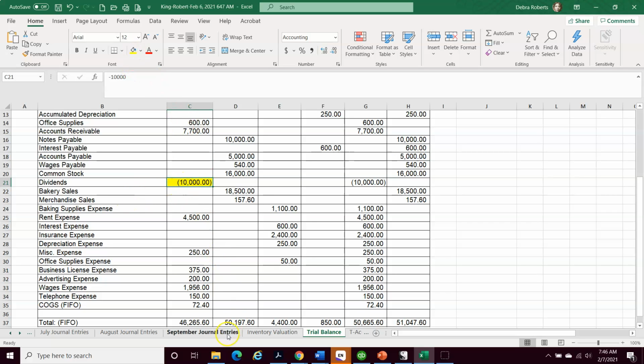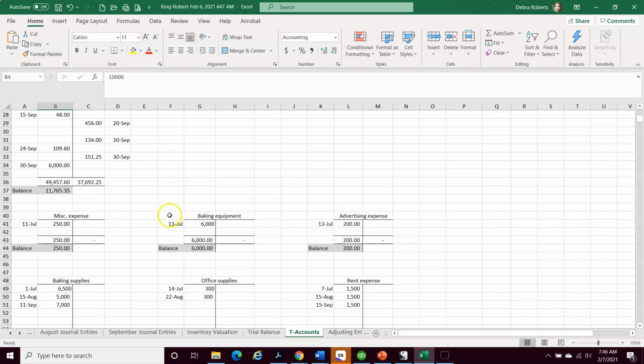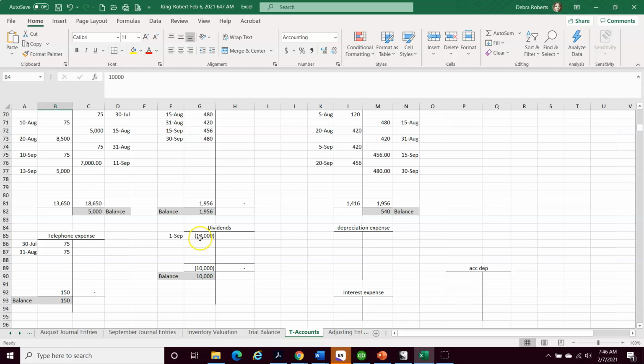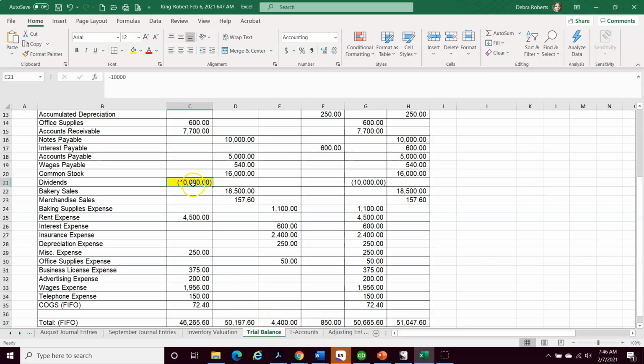With your dividends, I believe you put your dividends as a credit and it should have been a debit on your T accounts. I'm looking for that. Or you put a negative sign. What you need to do is remove the negative sign and you should be fine with your trial balance in your dividends account. That number should not be negative. Just remove the minus sign and you should be fine.